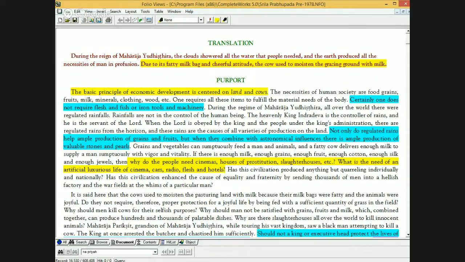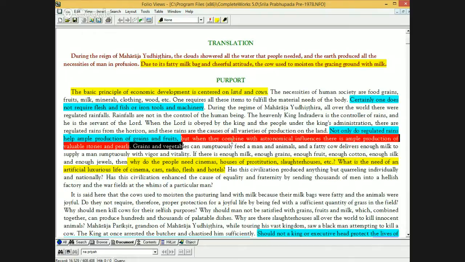So certainly Prabhupada is saying that one does not require flesh or fish, so why iron and machinery, why do we need all this? For material needs, actually you depend on the land and cows. The basic principle of economic development is land and cows. That is the Vedic culture. Not only the regulated rains, they give you all this material wealth. This is Vedic science, not understood today.